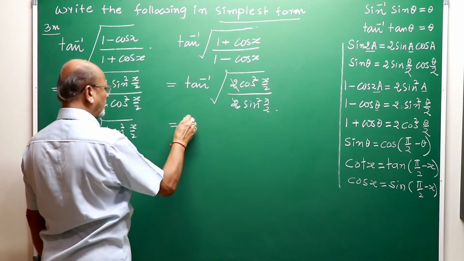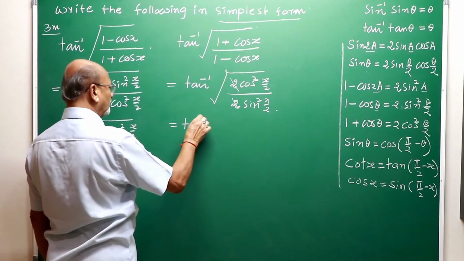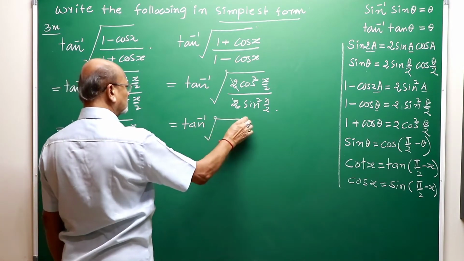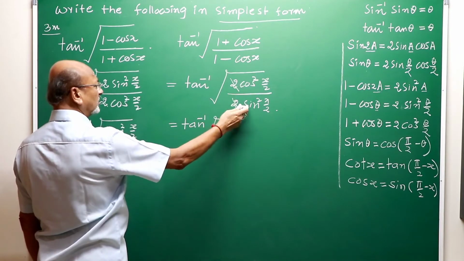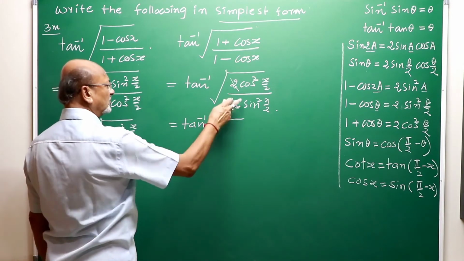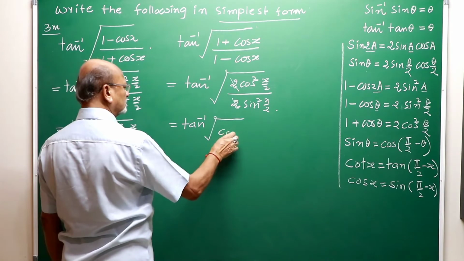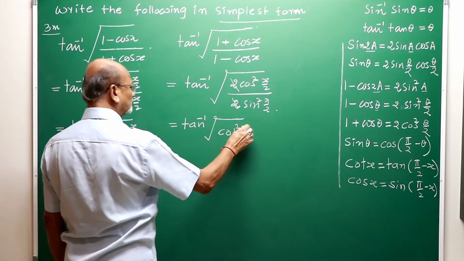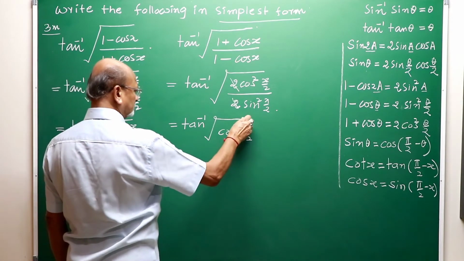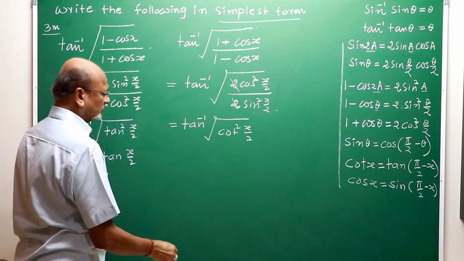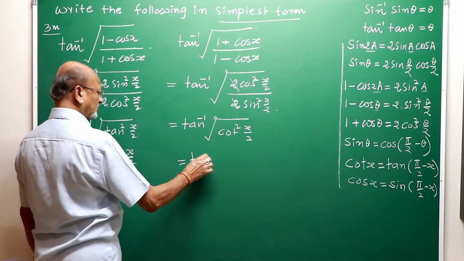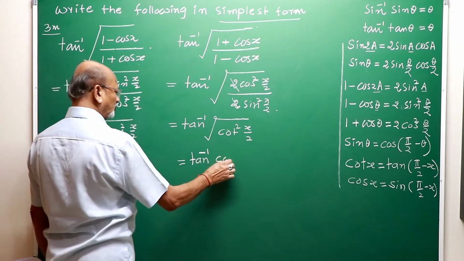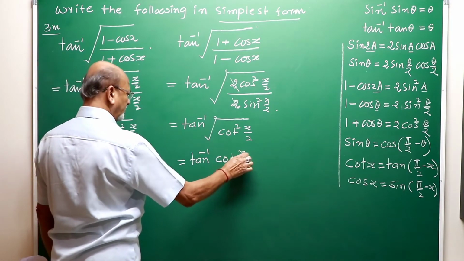What is it? It is tan inverse square root. Instead of sine square upon cos square, your observation here is what? Cos square upon sine square. Cos upon sine is cot, and the square is there. It is cot square x by 2. What does it become, my friends? It is tan inverse square root cot x by 2.